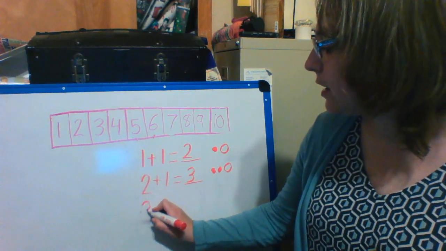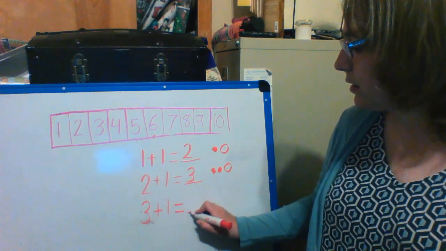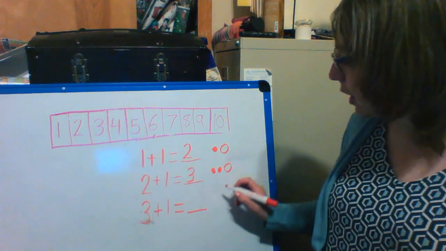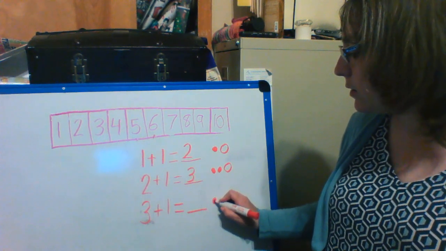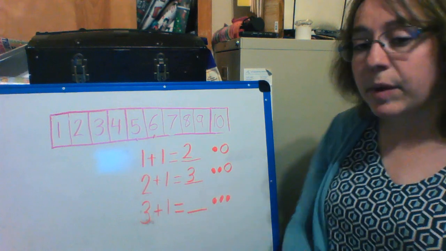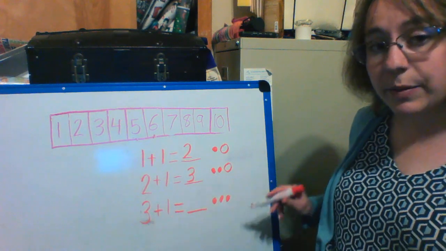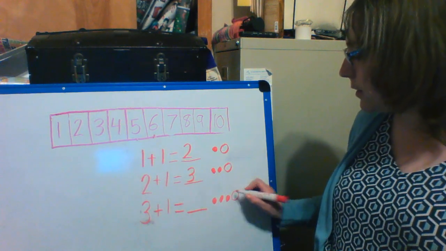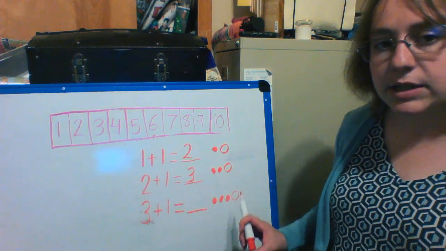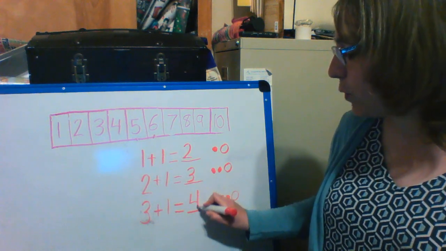I'm going to start with a 3. I'm going to add 1. So how many dots am I going to draw? You're right, I'm going to draw 3 closed-in dots. How many dots am I going to add? You're right, I'm going to add 1 dot. So I'm going to have 1 open circle. Okay? So 3 plus 1 equals, how many dots do you see? You're right, you see 4. So my answer is 4.